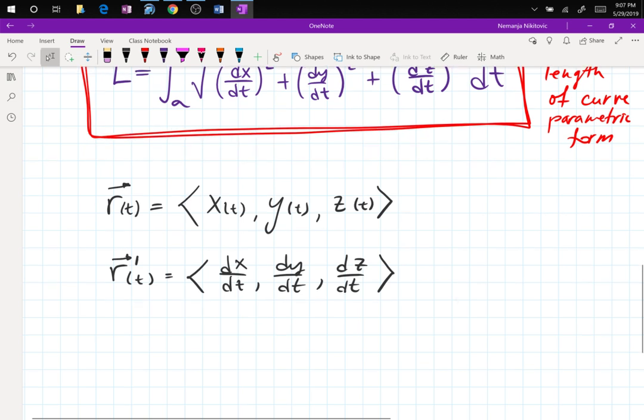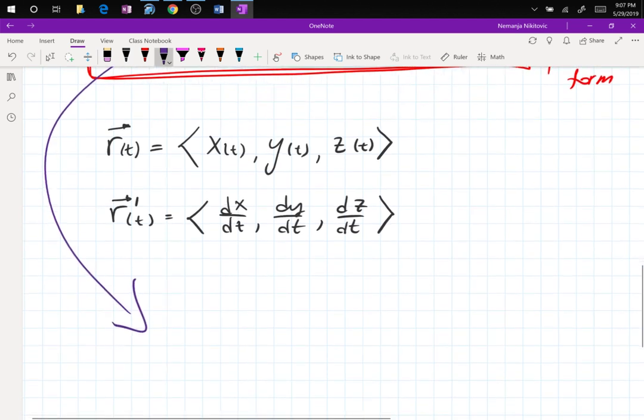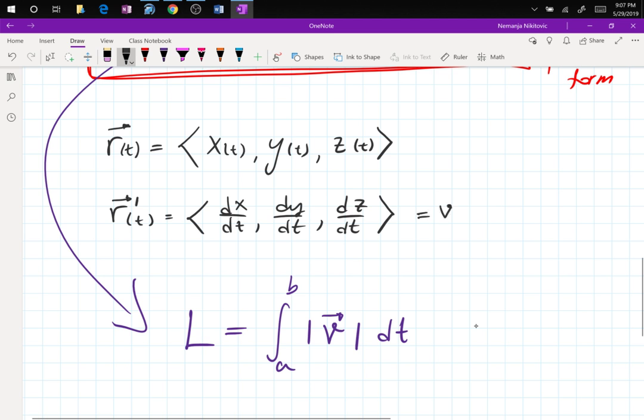This integral from here can be simply recast as L equals integral a to b. Well, you can write it as this. It's the simplest form to remember it, because that's our equation.